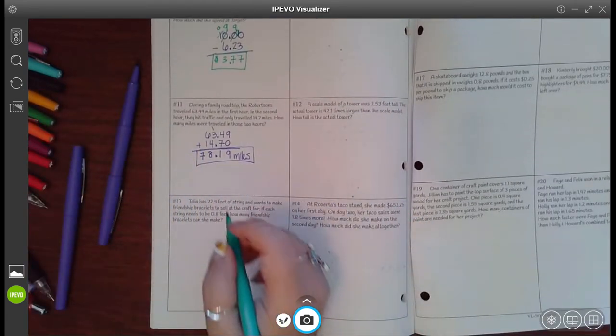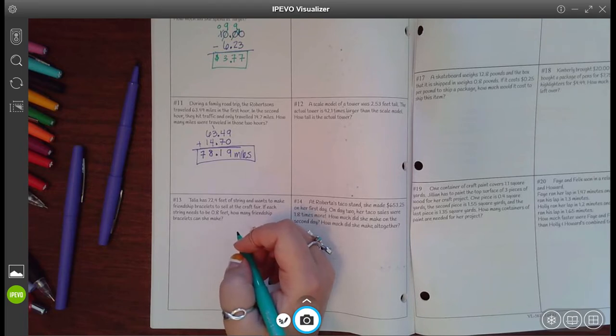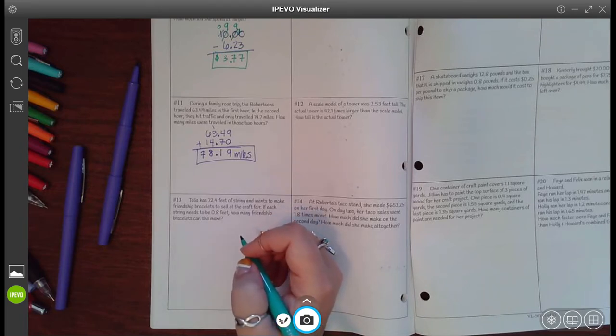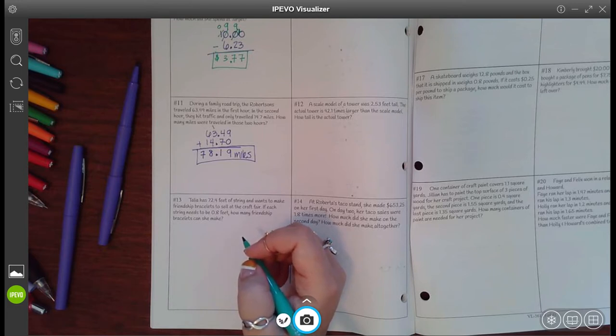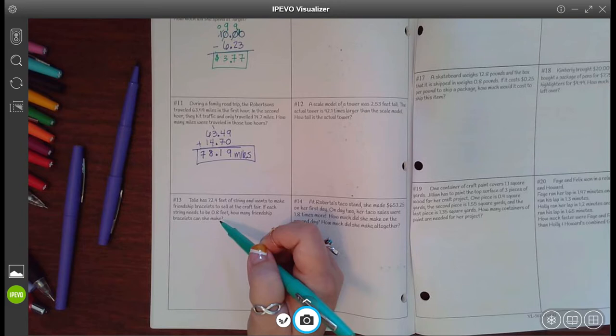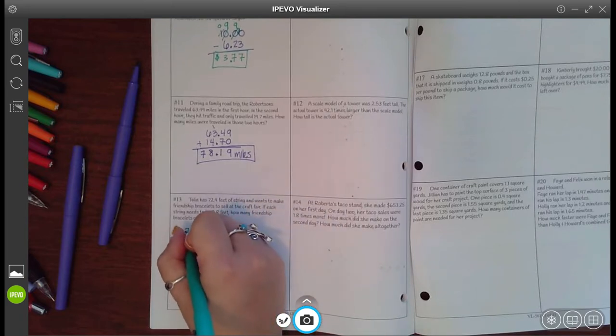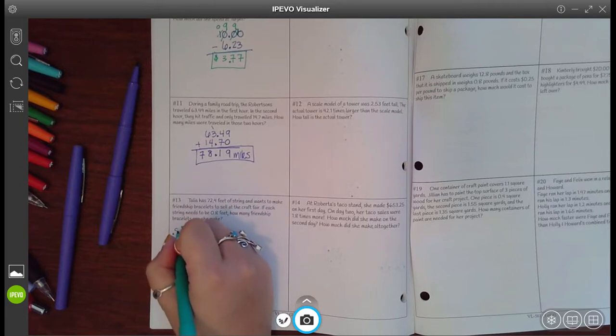Okay. Number 13 says Talia has 72.4 feet of string and wants to make friendship bracelets to sell at the craft fair. If each string needs to be 0.8 feet, how many friendship bracelets can she make? Go ahead and try to think what operation you would do. Add, subtract, multiply, or divide. You have this much material. You're trying to figure out how much you can make if each one requires this much. Hopefully you said that you should divide.